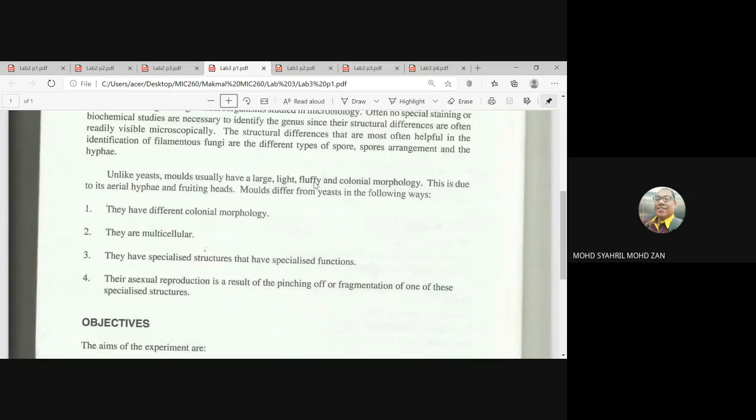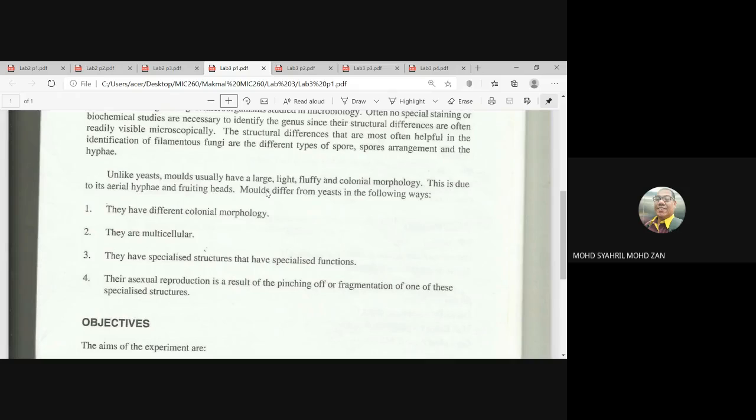Dia ada besar. Yang kita nampak macam nipis-nipis. Kalau kat dinding tu nampak macam tompok hitam tu, itu adalah fungi. Dan bila awak sentuh, dia seperti fluffy. Okay. Dia lembut, dia macam sponge. Okay. And colonial morphology. Bila awak sentuh dia lembut, tapi bila dah lama dia jadi hitam, sebab itu adalah dia punya spore. This is due to its areoles, hyphae and fruiting head. Okay, that's meaning of mold.